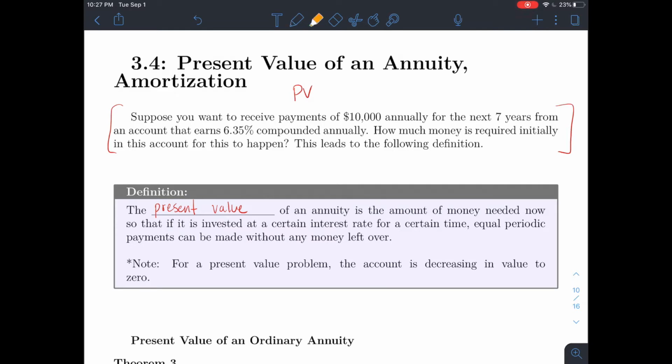Alright, and again, let's pay careful attention to this note when reading our problems. So for a present value problem, the account is decreasing in value to 0. Right, so when you retire, you're going to pay yourself $10,000 from an account each year, so eventually that money is going to head to 0.